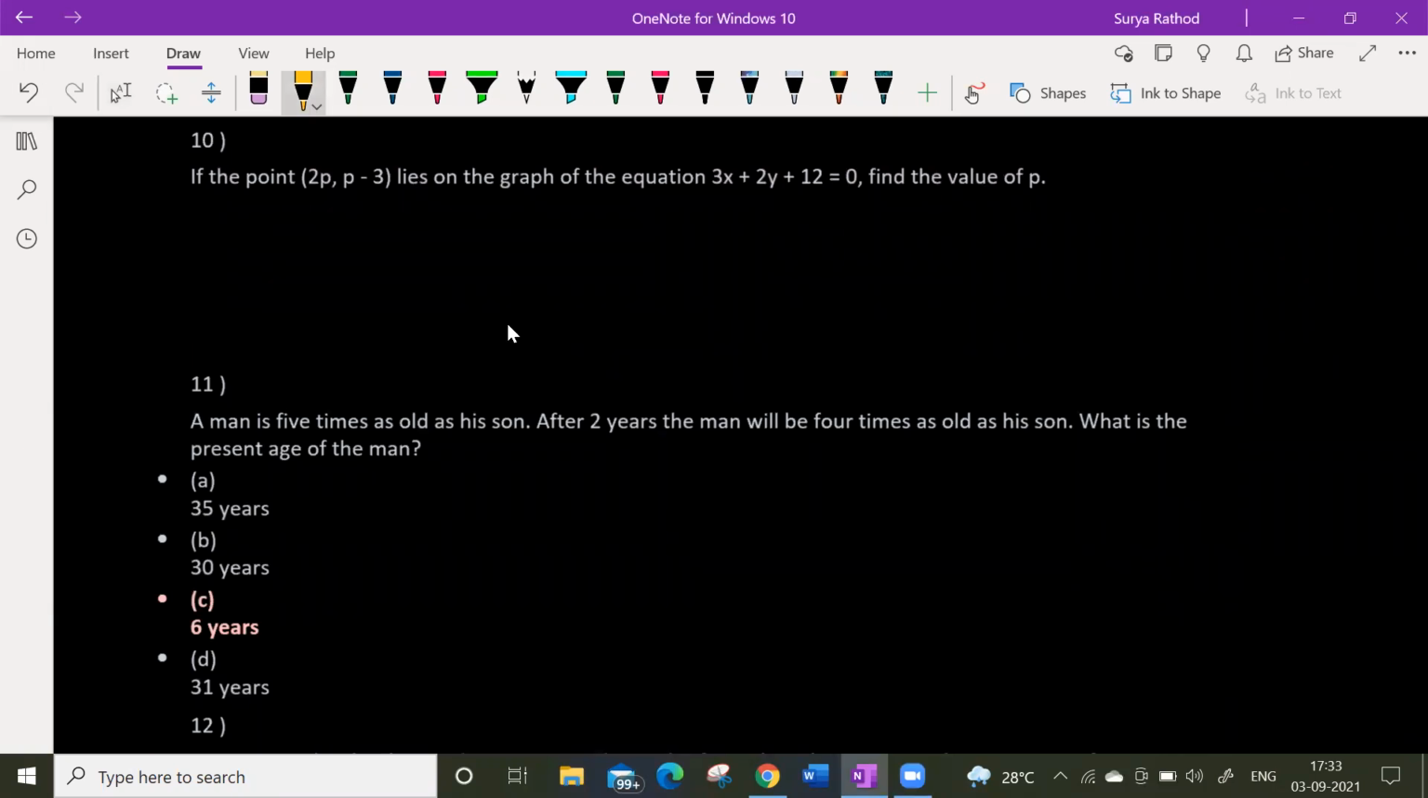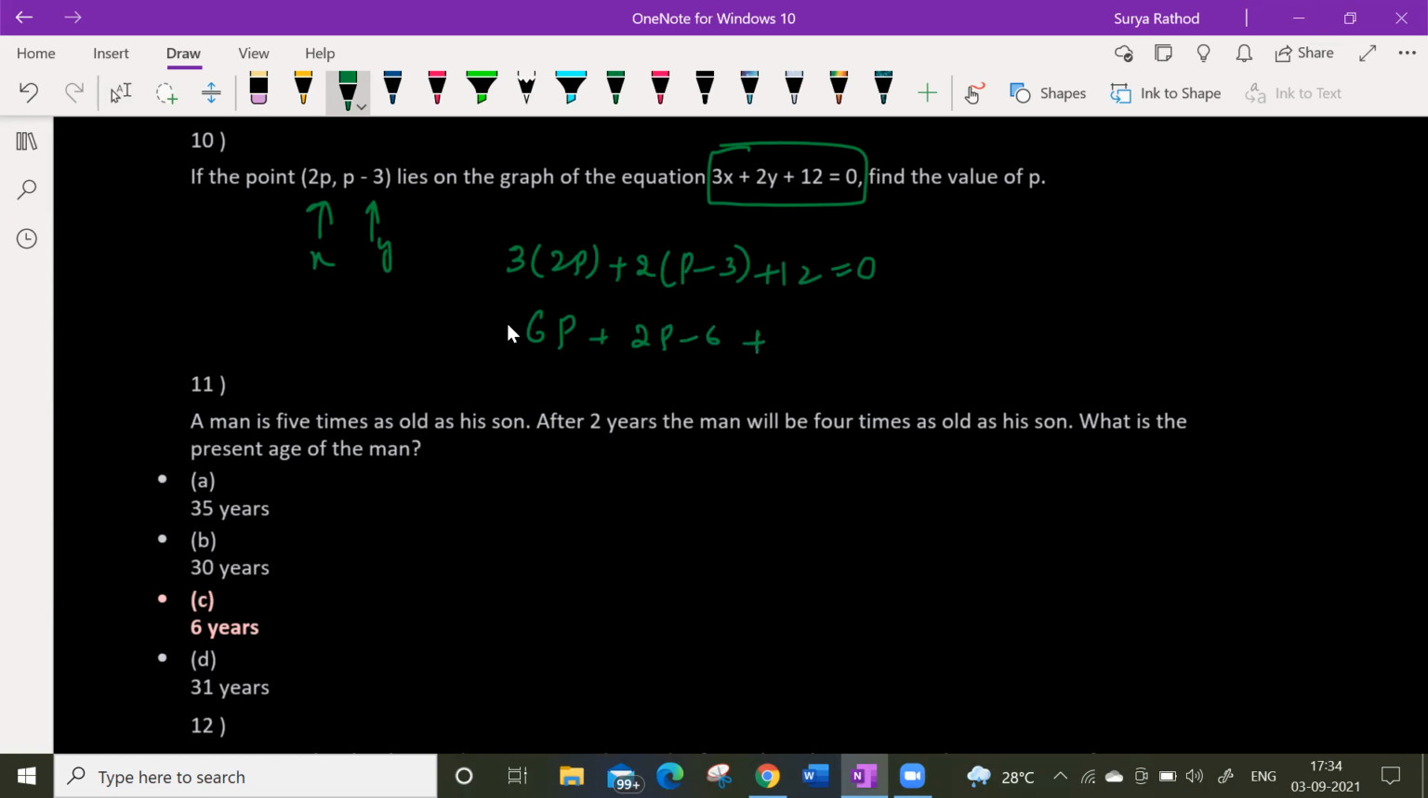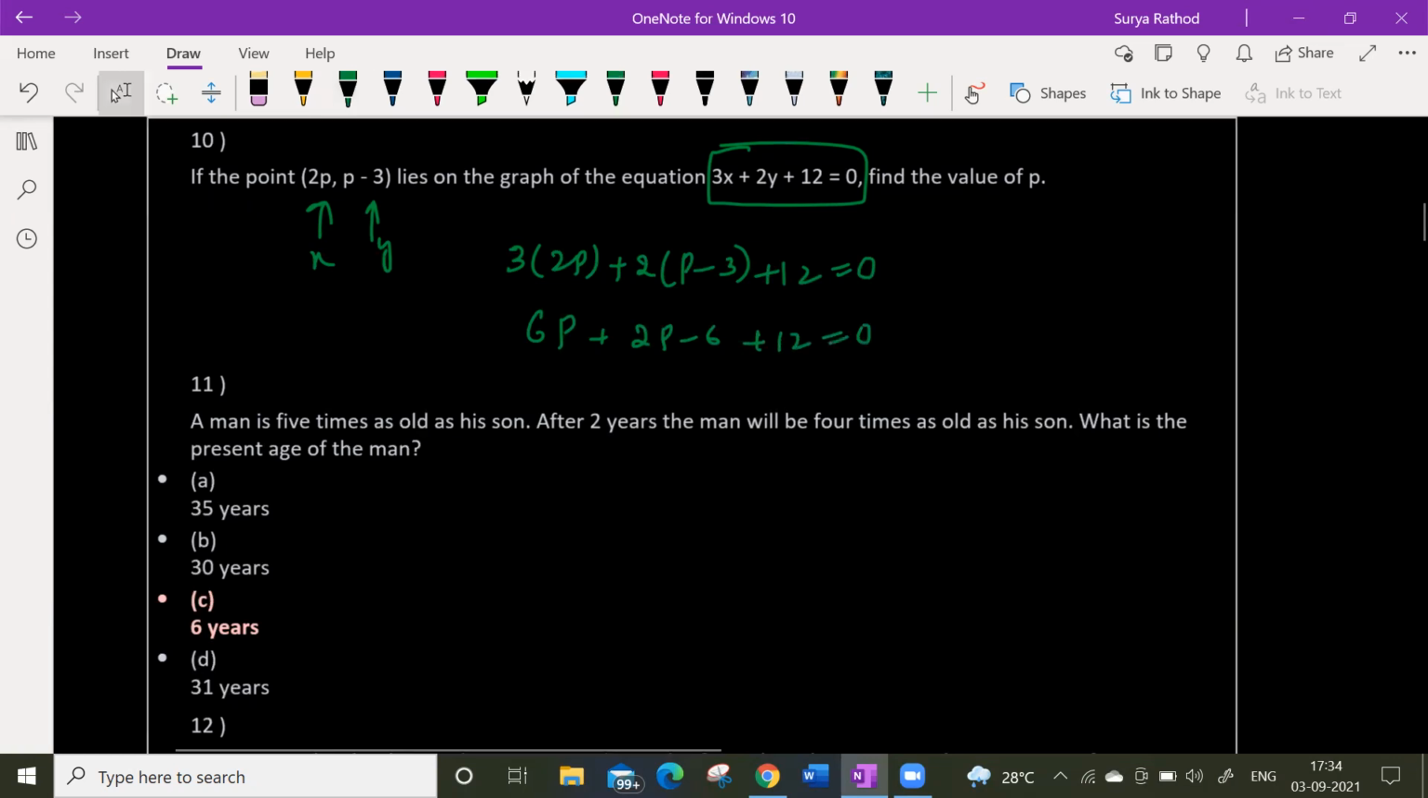Look at this. If the point (2p, p minus 3) lies on the graph of the equation 3x plus 2y plus 12 is equal to 0, find the value of p. This is the x coordinate, this is the y coordinate. This lies on the equation. Find the value of p. So x is what here? 3 into 2p plus 2 into (p minus 3) plus 12 is equal to 0. So 6p plus 2p minus 6 plus 12 is equal to 0.